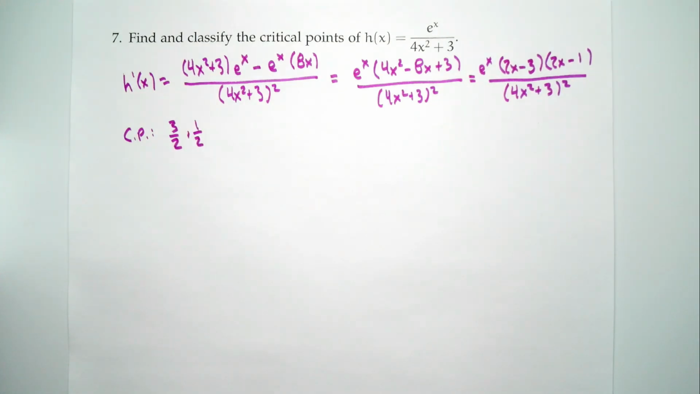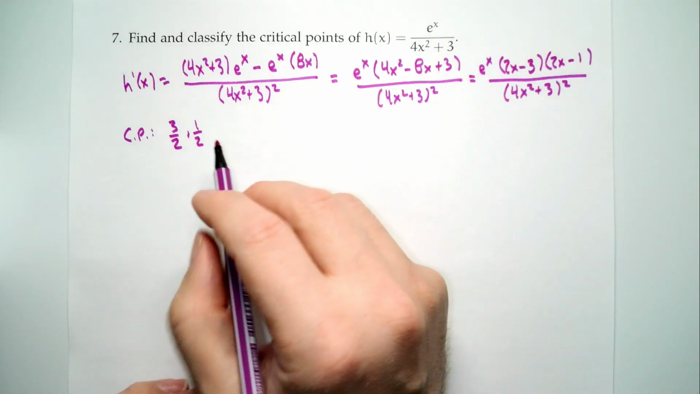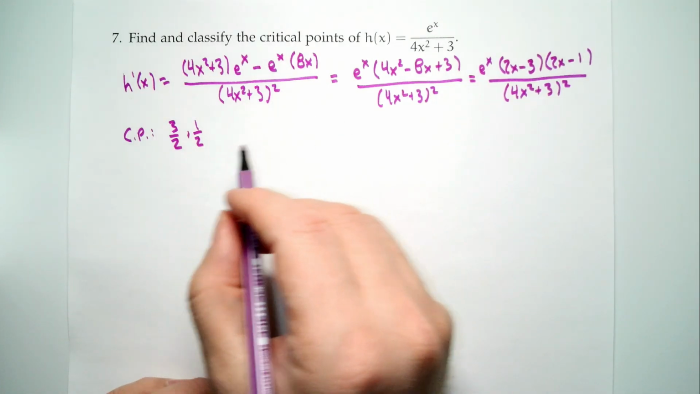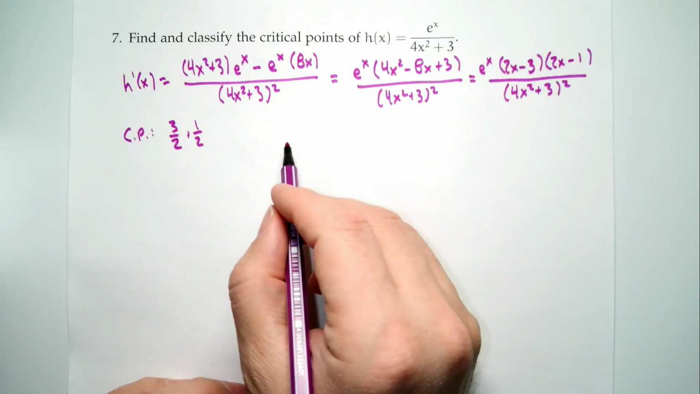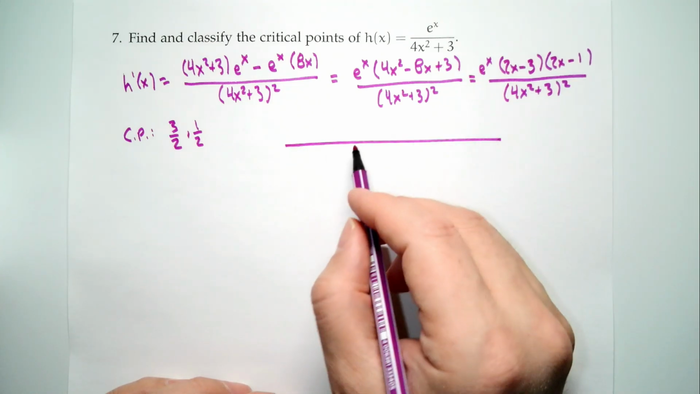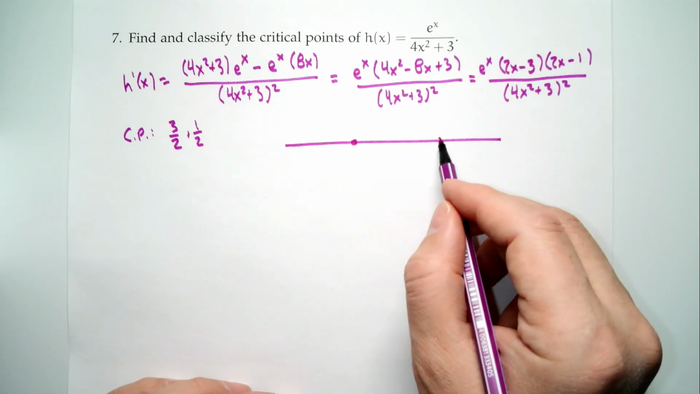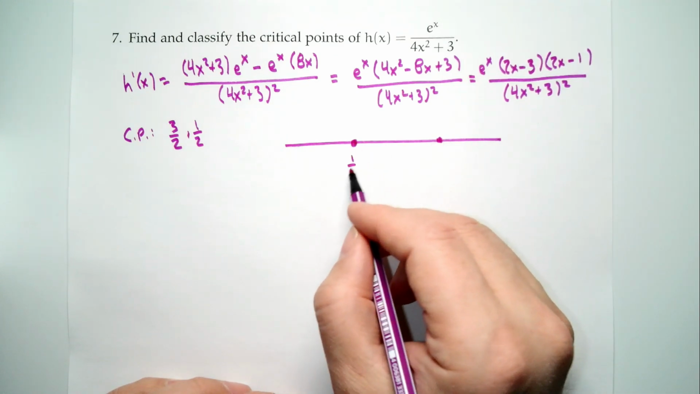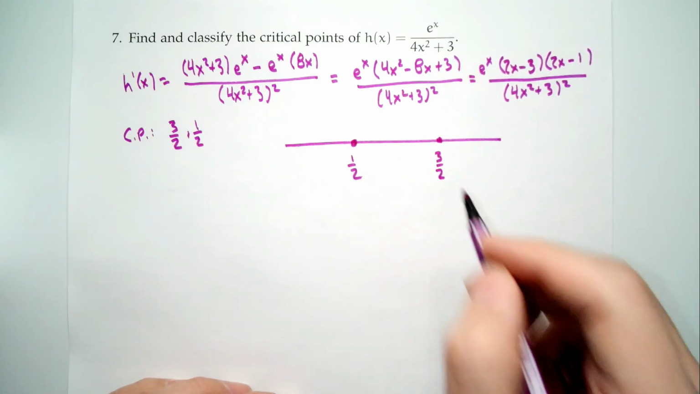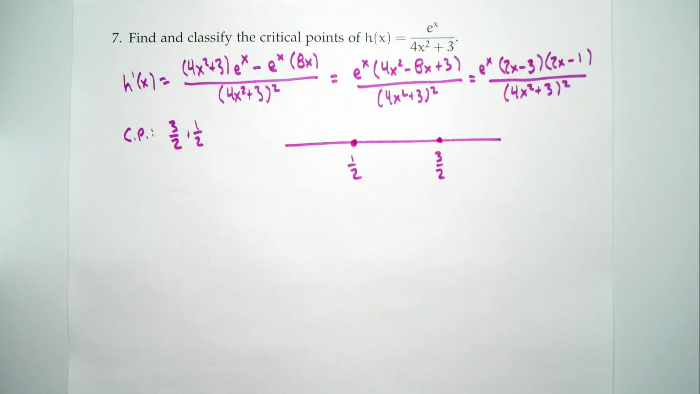So we have 2 critical points, 3/2 and 1/2. All right, well, that says we got to classify those 2 points. Well, let's draw our number line. We mark our points, 1/2 and 3/2. And now we got to figure out what's happening with the sign.